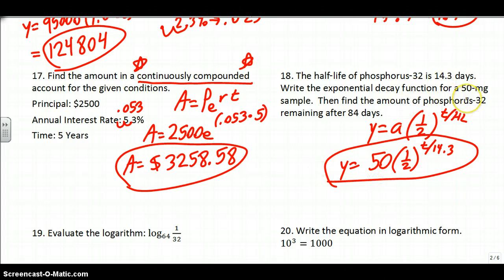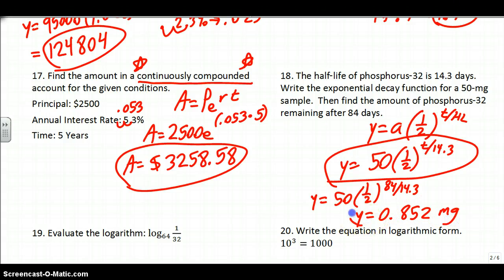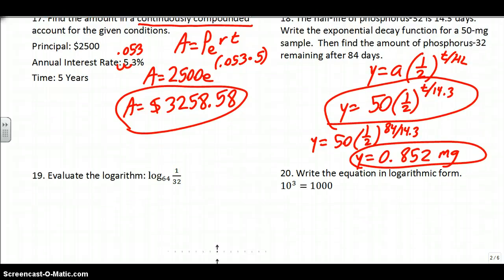Then find the amount after 84 days. So we're going to plug in 84 for T, okay? But they could really ask us at any given time. So again, I would take 0.5 to the parentheses, 84 divided by 14.3, and then multiply that by 50, and you should get 0.852, and this is in milligrams remaining, okay? Which makes sense, because it went through quite a few half-lives, so it makes sense that it's down that low.